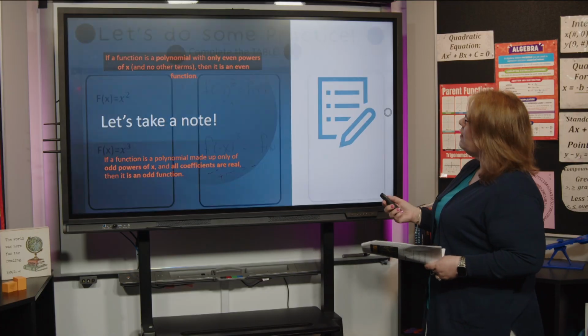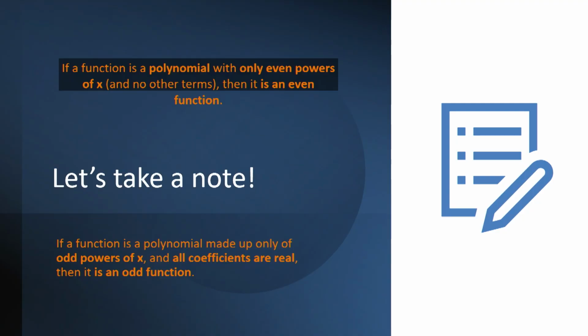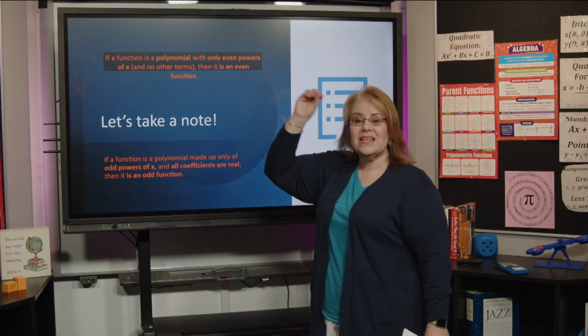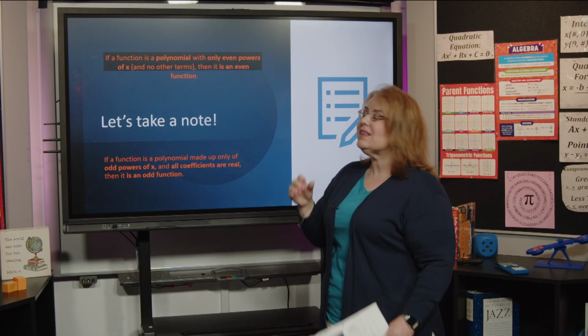So let's look and see what else we've got. If a function is a polynomial with only even powers of x and no other terms, then it is an even function. So we need to take note of that. We need to write that down. That is very, very key to understanding these even and odd functions.